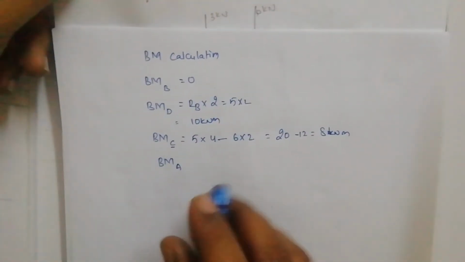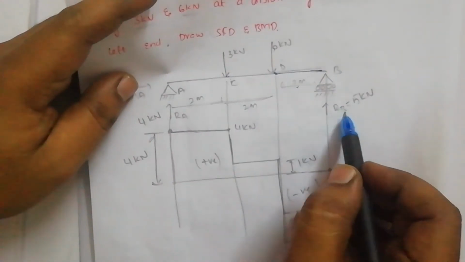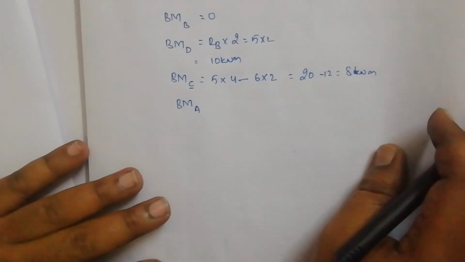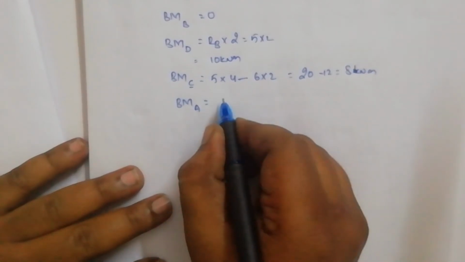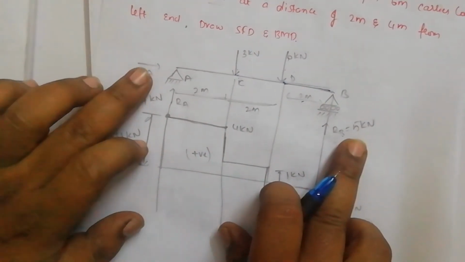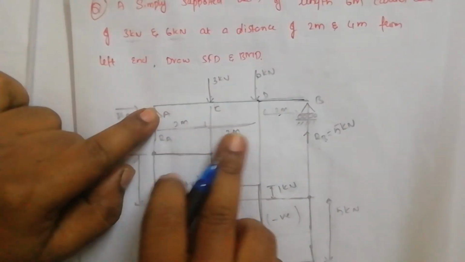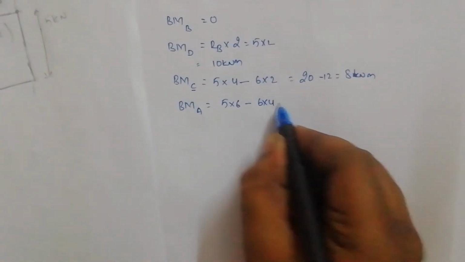Next, bending moment at point A. When I say bending moment at point A, let us see what all the forces are right to it. We have RB, 6 and 3, all of which we have to consider. We will take 5 into the distance from RB to point A. What is the total distance? 6. 5 into 6. Next, minus 6, from load 6 to point A. What is the total distance? 2 plus 2. So we will take 6 into 4.